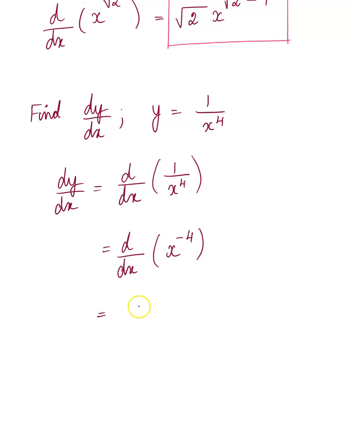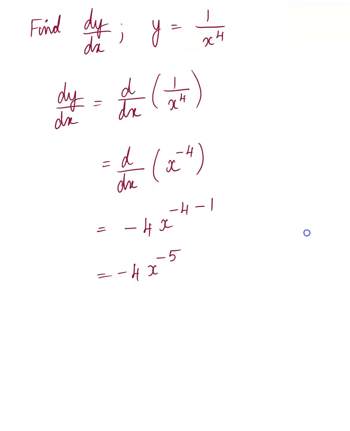So that's going to be negative 4 x power negative 4 minus 1, and that will be negative 4 x power negative 5, isn't it? As always, we try to rewrite the answer without the negative exponent, and that will be negative 4 over x power 5, because you flip the base and you change the sign.